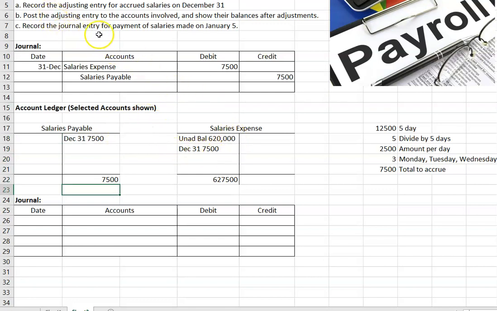So letter C says that we're going to record the journal entry for payment of salaries made on January the 5th. So now we've made our financial statements on Wednesday, December 31st, and now it's Monday, and we want to pay our employees. So when we pay them, I like to start off with the easiest part, and that is cash. How much do we owe our employees? We owe them the entire $12,500, so that's how much cash we're going to pay them. All right, and then we need to turn around or get rid of the salary payable because we no longer owe them because we've just paid them off.